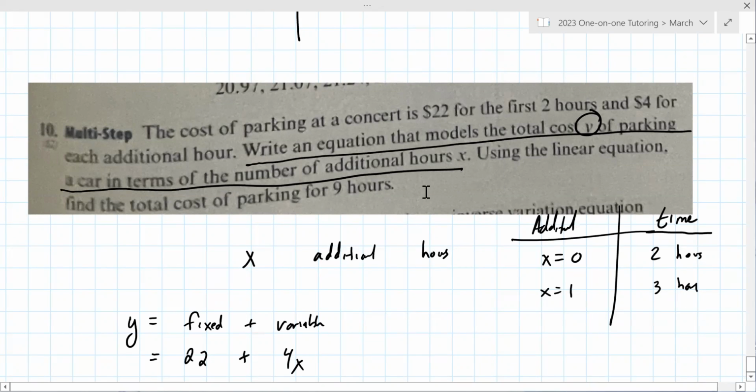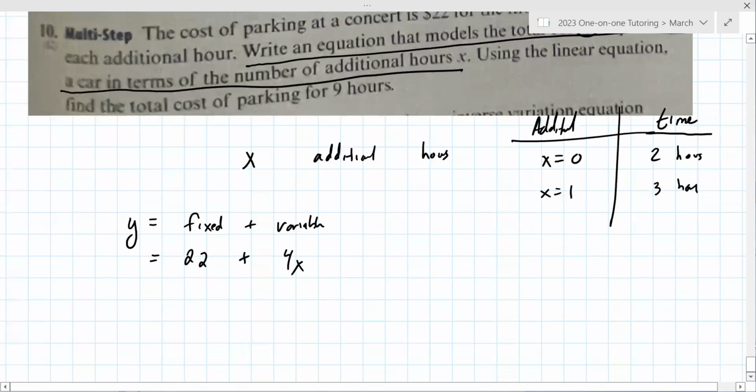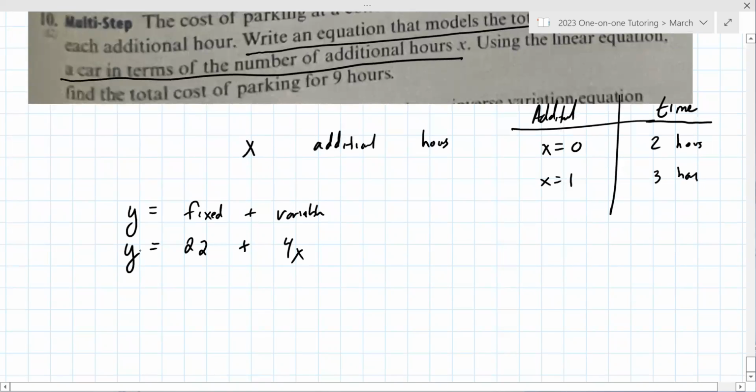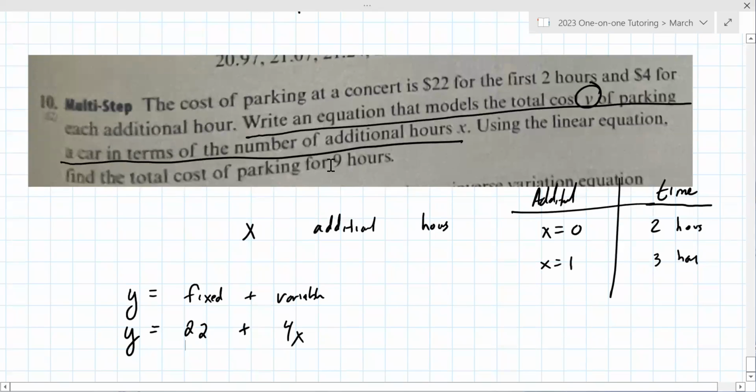There's another way you can write this equation, and you just haven't seen that yet. It's called piecewise, where you just give it the number of hours you're there rather than this awkward way of doing it. All right, so that's your equation. Now you have to find the total cost for 9 hours. But is that 9 hours or 9 additional hours?